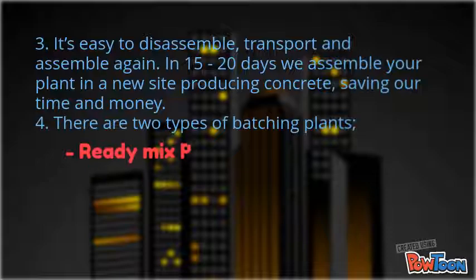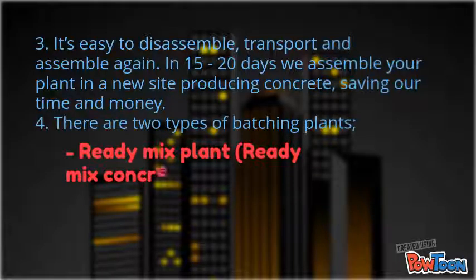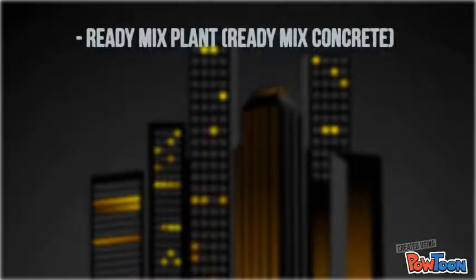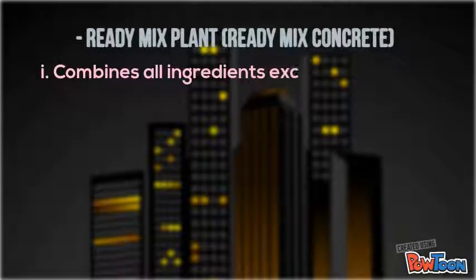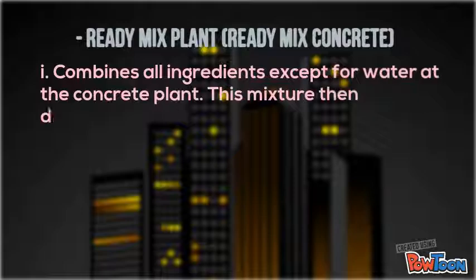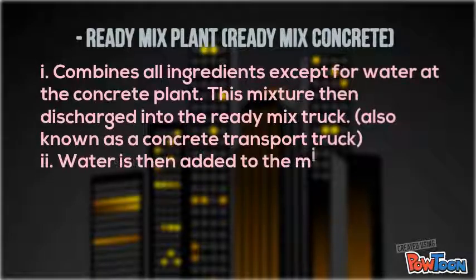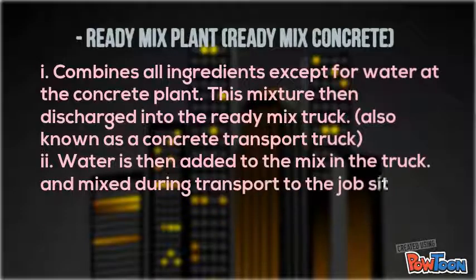There are two types of batching plants: ready mix plants and central mix plants. Ready mix plants combine all ingredients except for water at the concrete plant. This mixture is then discharged into the ready mix truck. Water is then added to the mix in the truck and mixed during the transport to the job site.